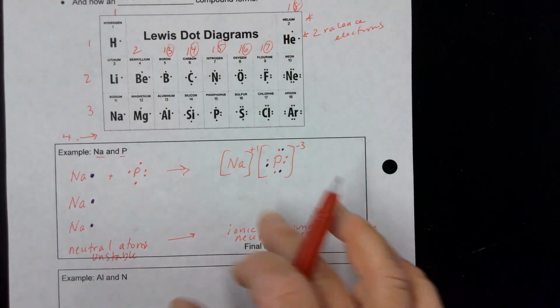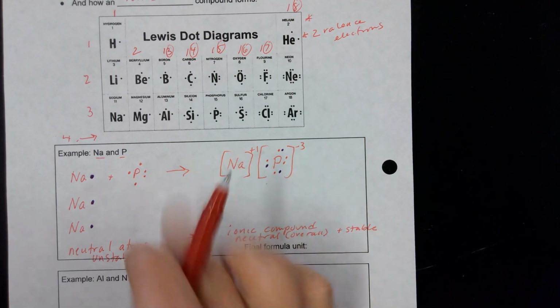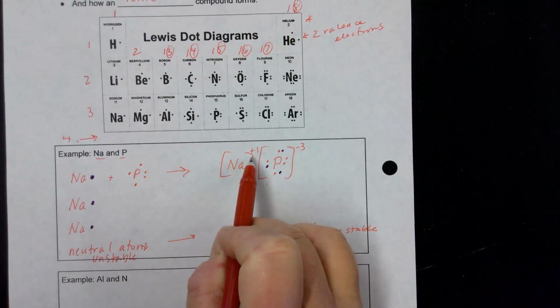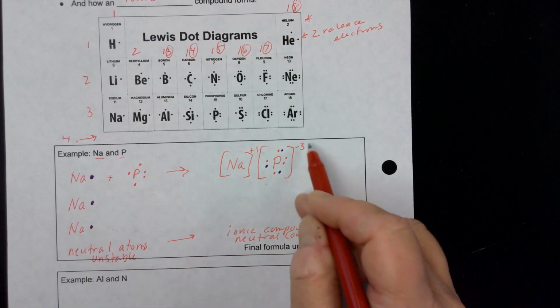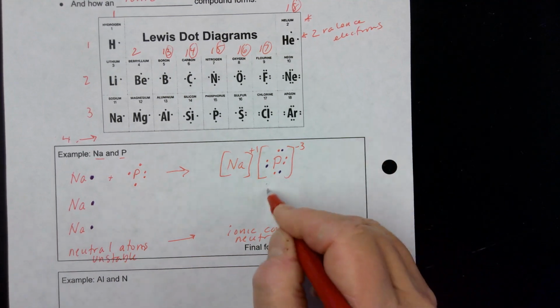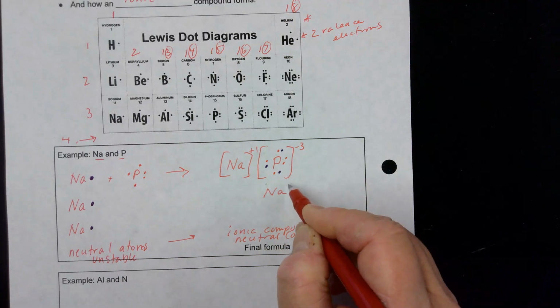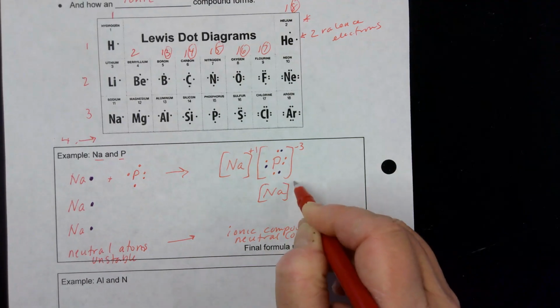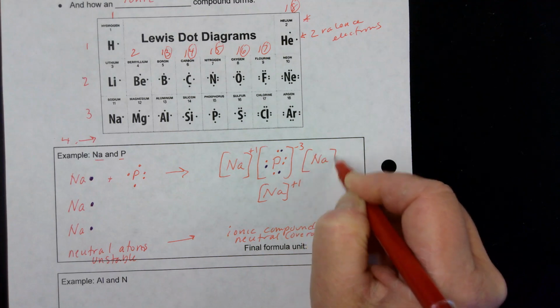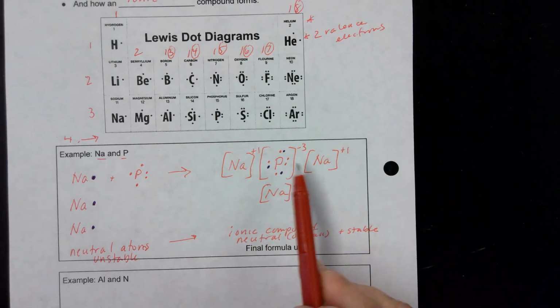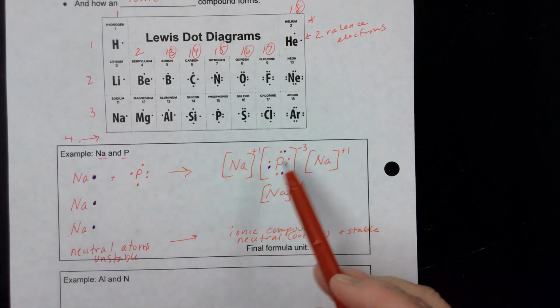But now, because we wouldn't want to put another positive ion right next to a positive ion, we're going to put these 3 positive ions surrounding the negative ion, because that's likely what would happen. We want to spread out the positive ions as much as possible. So this is how we would draw the final ionic compound product.